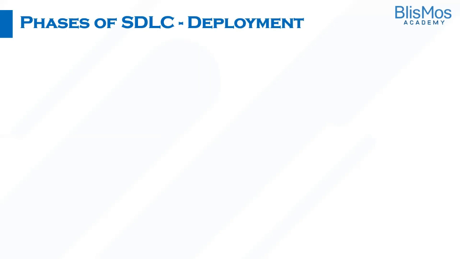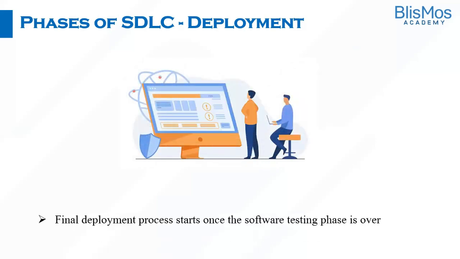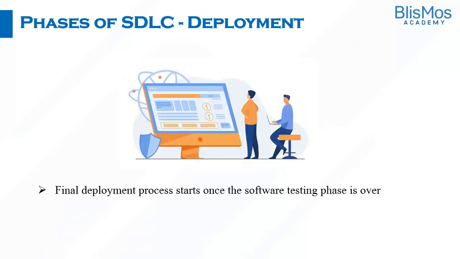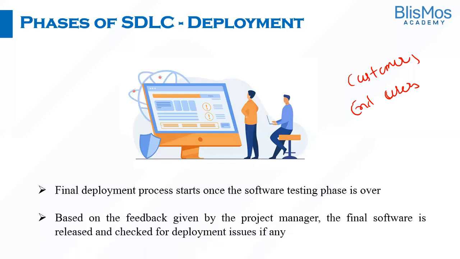Then we have analyzed, designed, developed, and tested. What next? Deployment. What exactly happens as a part of the deployment? Deployment is a phase where you are making sure that the software is available to be used by the customers or end users. So after the testing phase is done, you will go for a deployment. Deployment is where the software is made available to the end users or the customers.